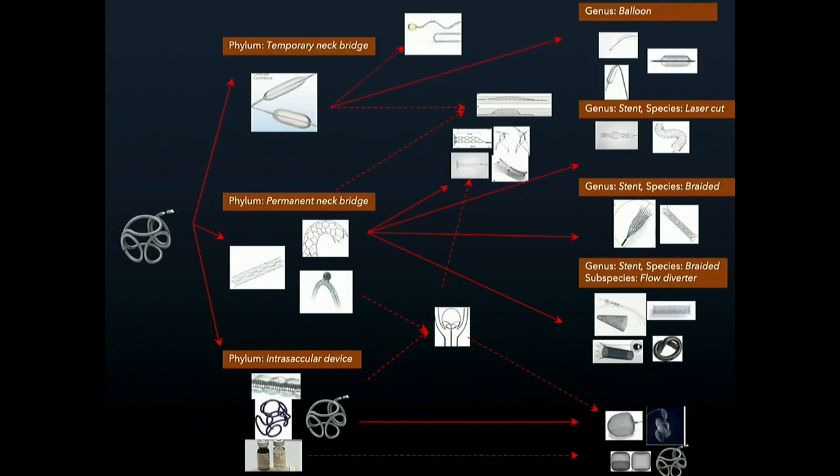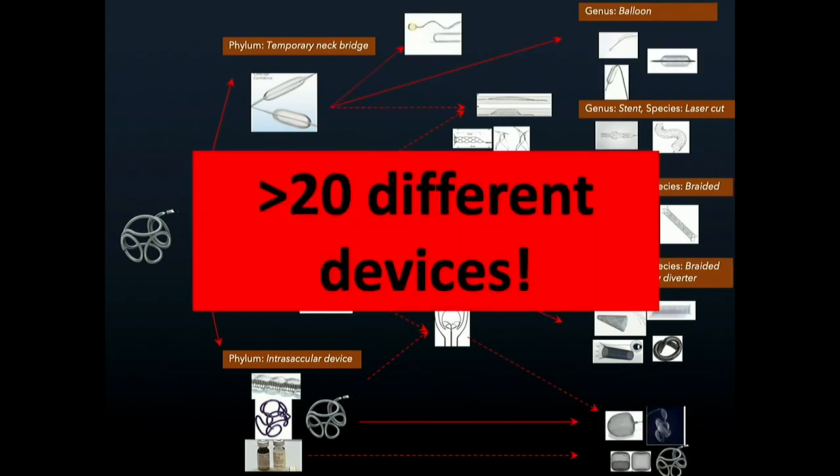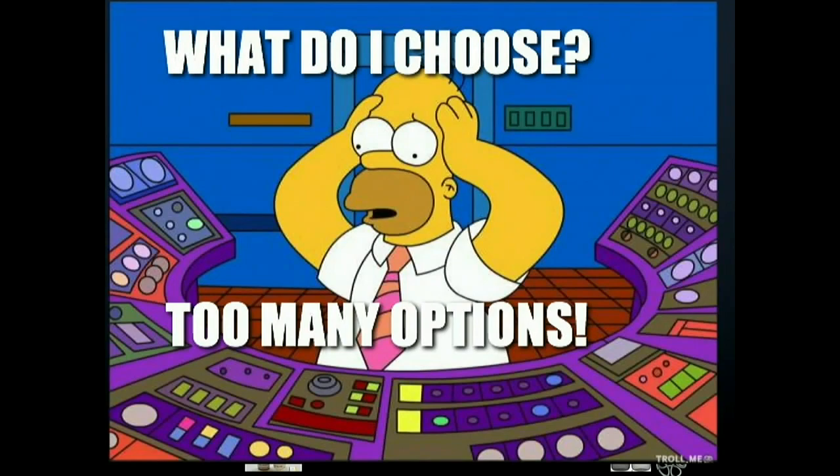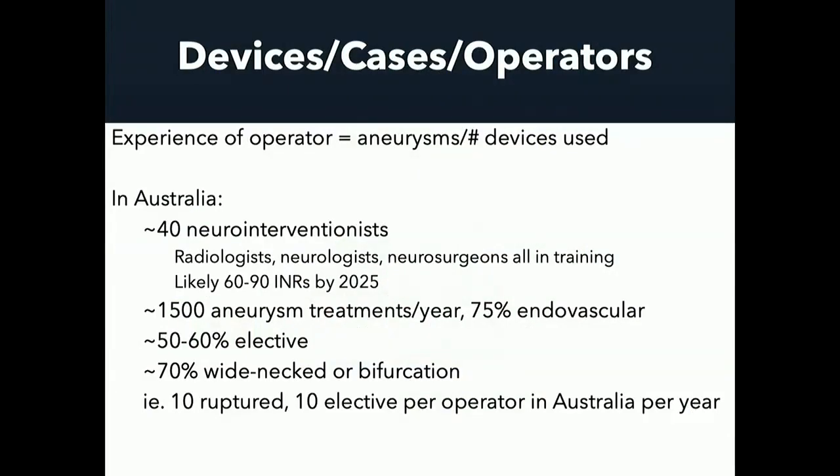And in all, what that means is we've got over 20 devices that we can use for any particular broad-necked aneurysm, which, I come from quite a high volume centre, but that leaves even me feeling a bit like Livingstone in the jungle at times. I'm spoiled for choice, and often it's hard to know what the right thing to do is.